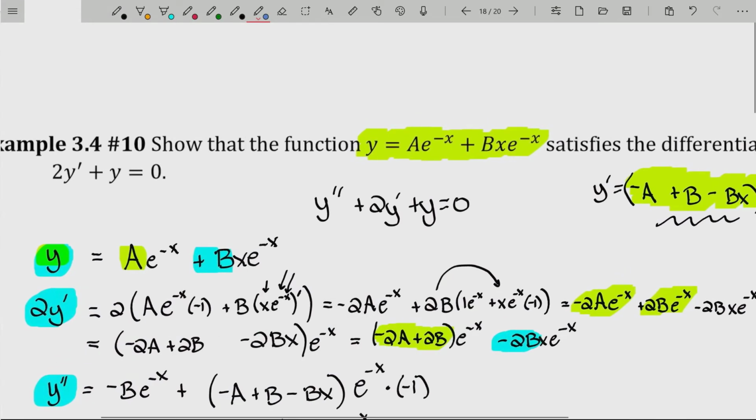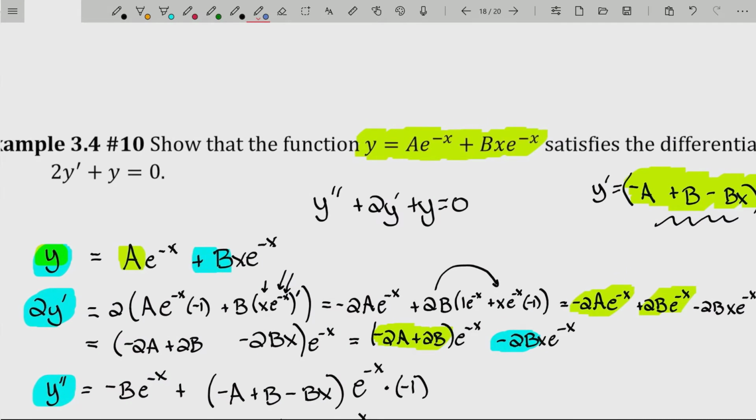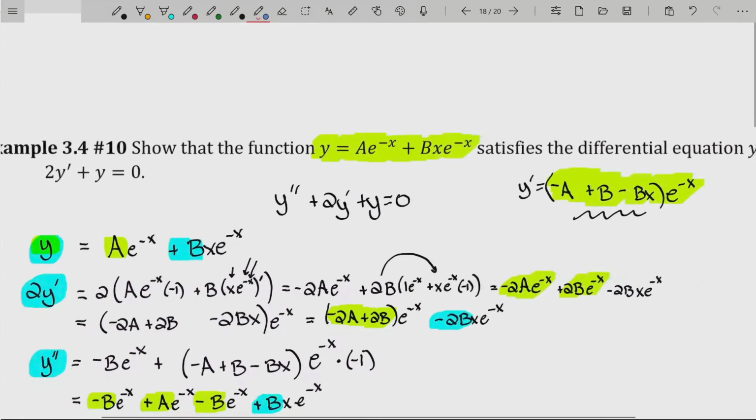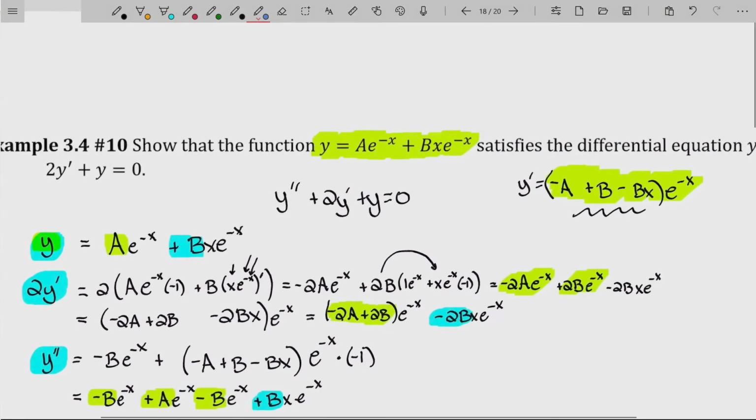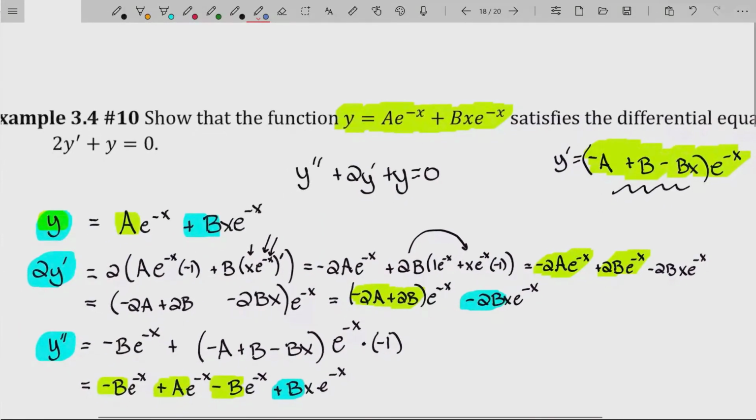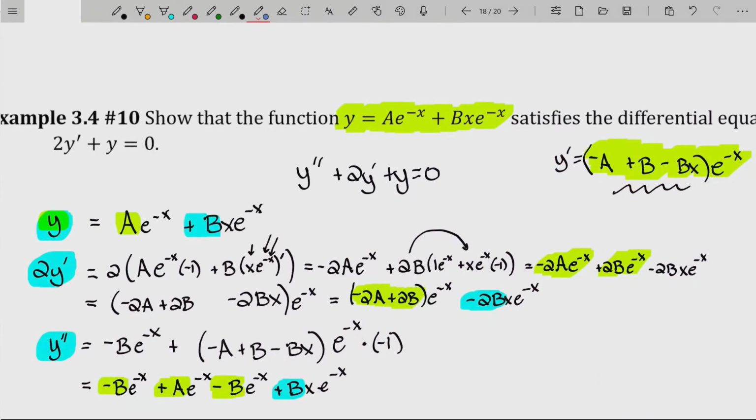But it actually is not a problem, because the actual instructions were: show that the function y equals a e to the negative x plus bx e to the negative x satisfies the differential equation. In other words, it doesn't actually matter what a and b are. It will always turn out, when you plug in that function, to be 0.